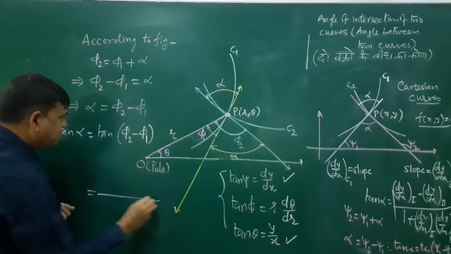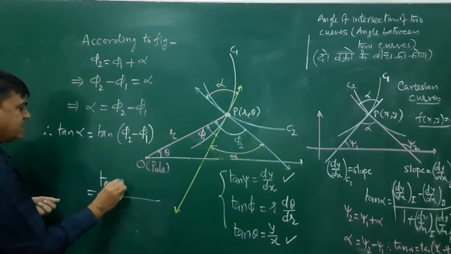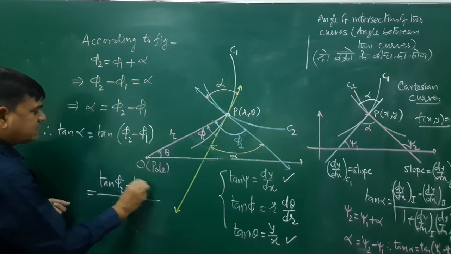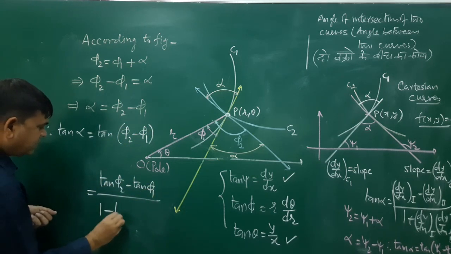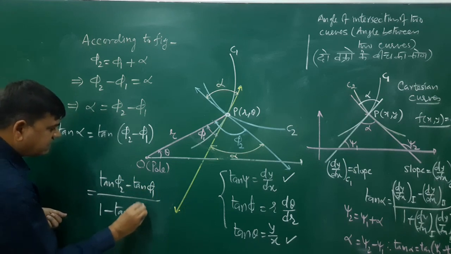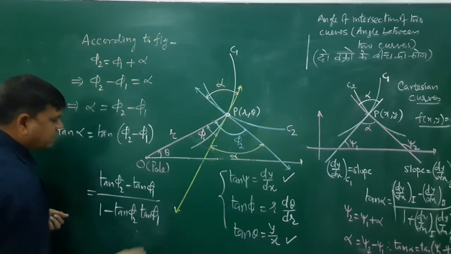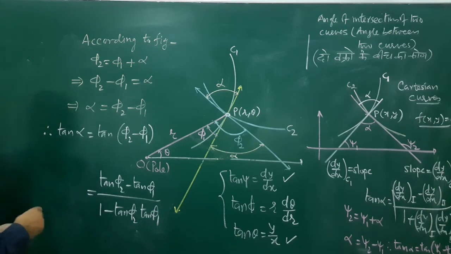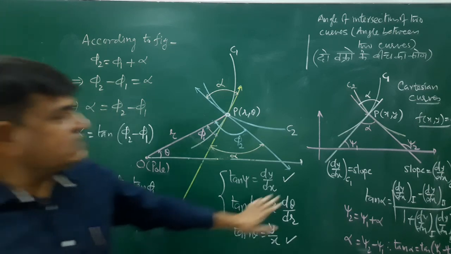So we use the formula, that is tan phi 2 minus tan phi 1 upon 1 plus tan phi 2 into tan phi 1. You can use the modulus and simplify this. Okay. So this is the Cartesian.